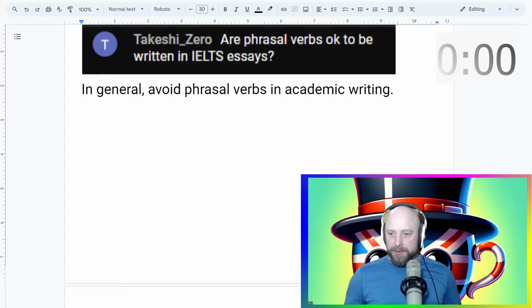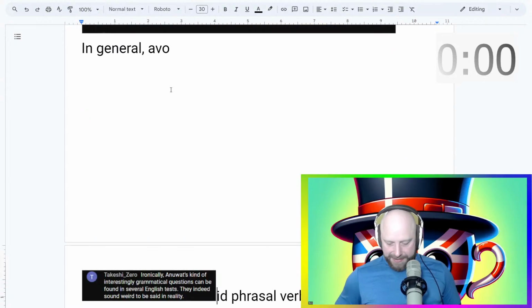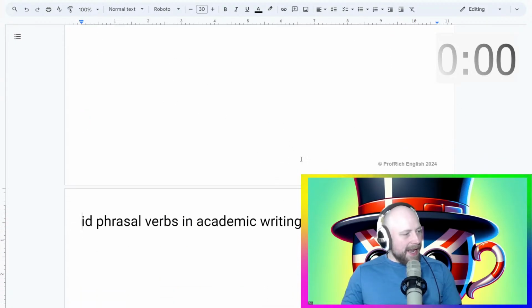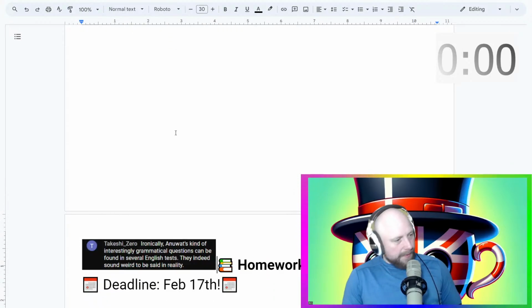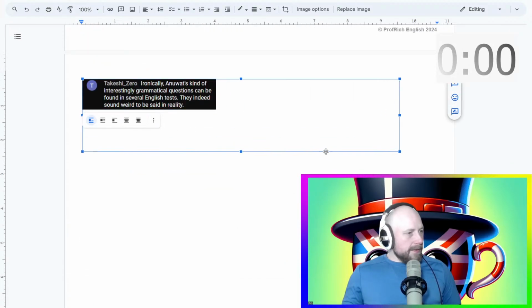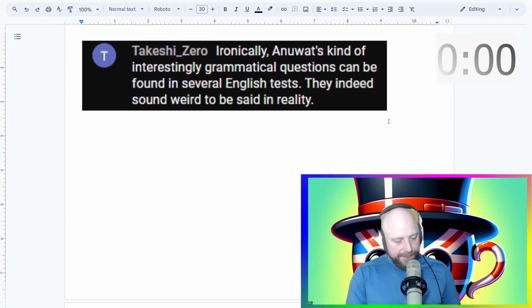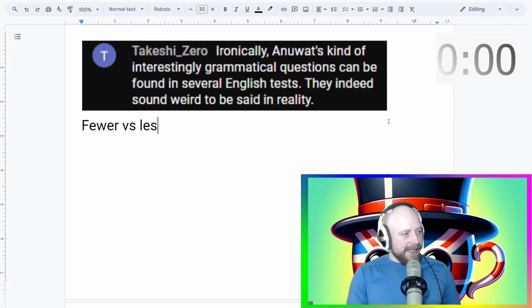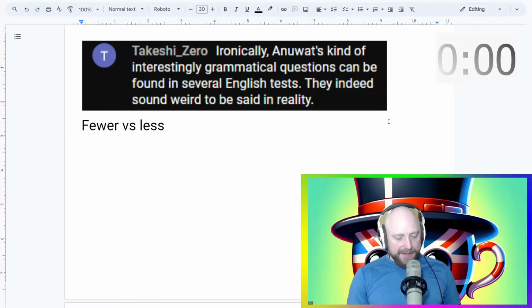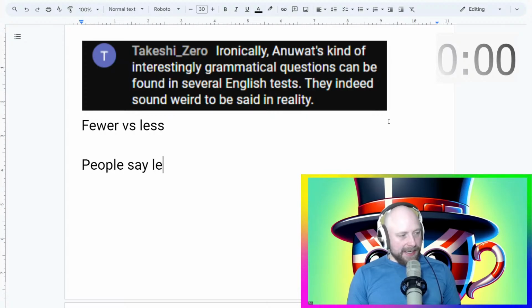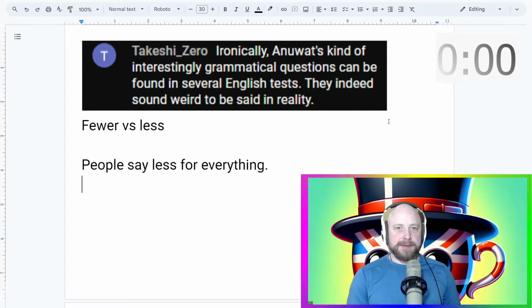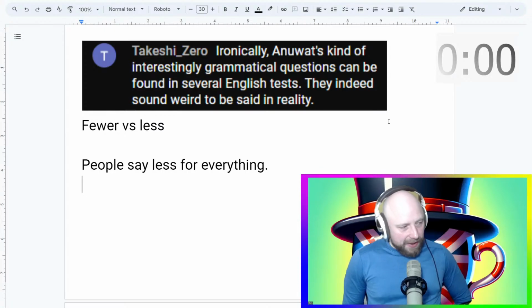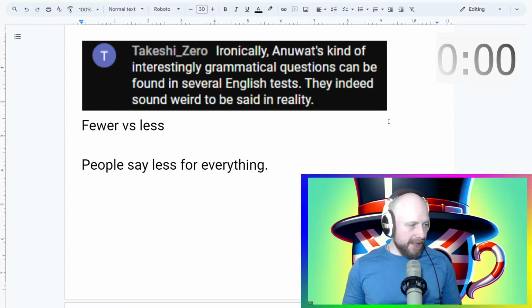Yeah, it's an interesting point that you're making there, Takeshi, about Anawat's question, that they can be found in lots of grammar tests. And yeah, it's a weird thing, isn't it? It's the same with things like fewer and less. You can see that a lot in tests. But in reality, people say less for everything. Whereas the traditional grammar tells us that fewer should be used for countable nouns and less for uncountable.